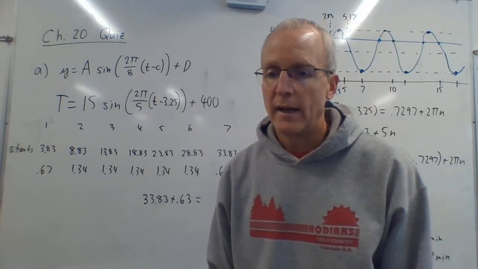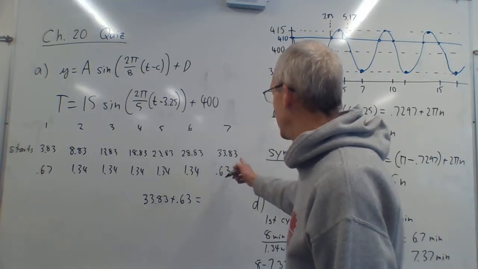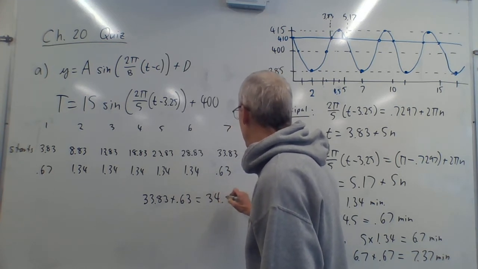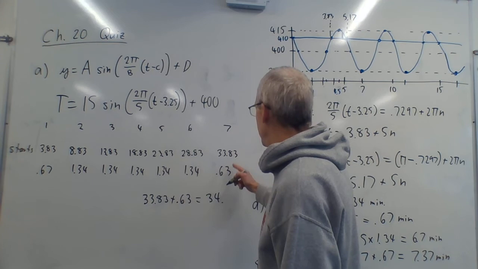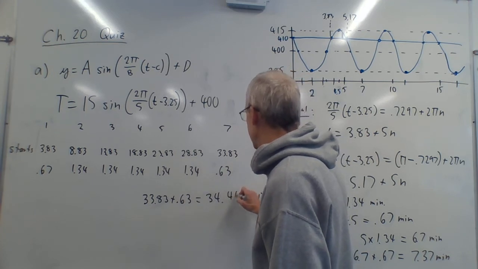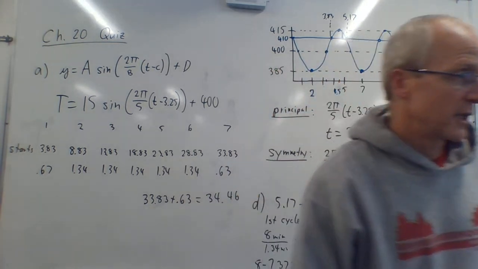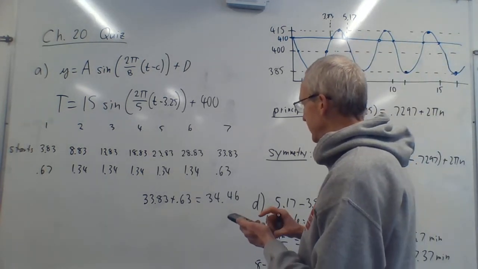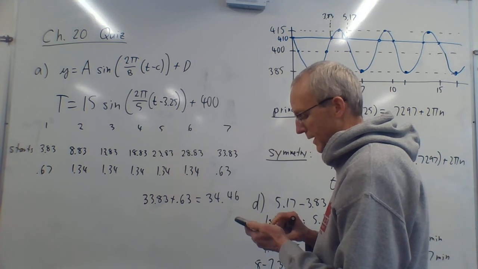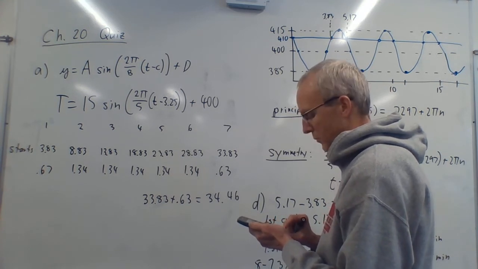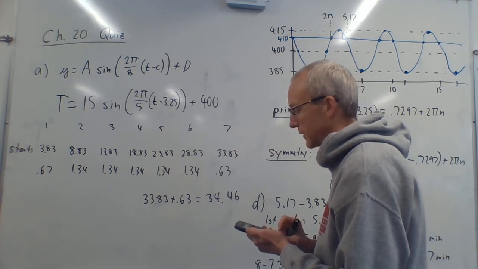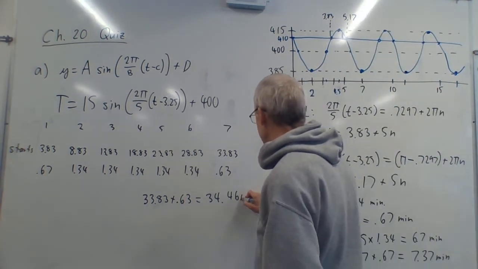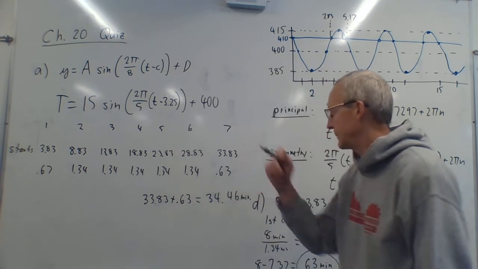So what is that? 33.83 plus 0.63 is 34.46. Yeah, I better check that math, because this is so exciting, because we're done. That's our answer, if I did it right. 33.83 plus 0.63 is 34.46, yes. So after 34.46 minutes on our stopwatch, we take them out of the oven.